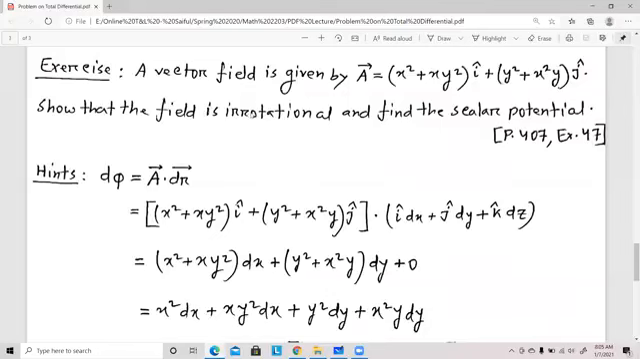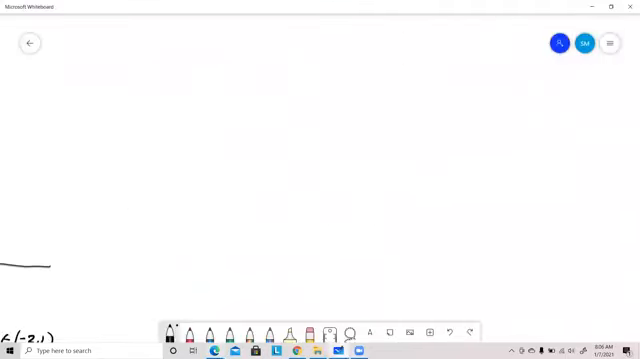Had given an exercise, the same type of problem as the previous one. A vector field is given by a vector A. We have to show that this vector field is irrotational, and we also have to find the scalar potential phi. So at first we have to show that the given vector is irrotational.